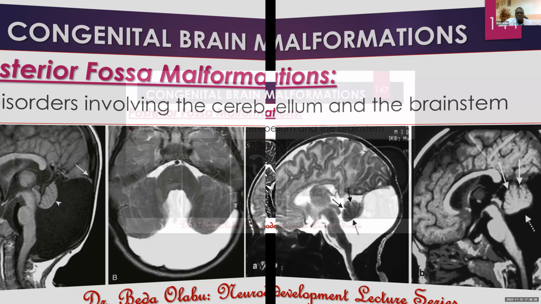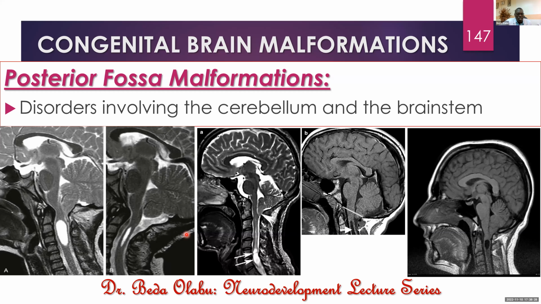Other than Dandy-Walker malformation, we can still have Chiari malformation. Remember, I already highlighted Chiari malformation as downward herniation of the posterior cranial fossa structures through the foramen magnum. The one we discussed under neural tube disorders was Chiari 2. This is another one that's called Chiari 1. Again, still downward displacement. And these are the Chiari 1 malformations I'm showing here.